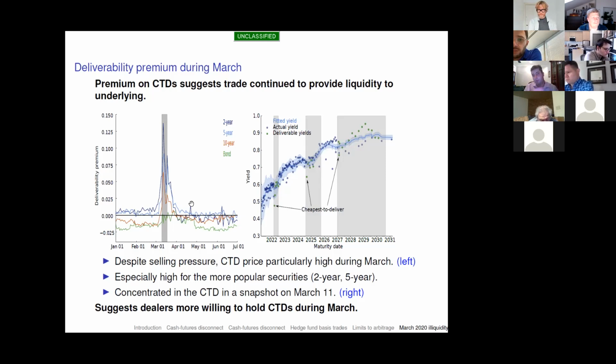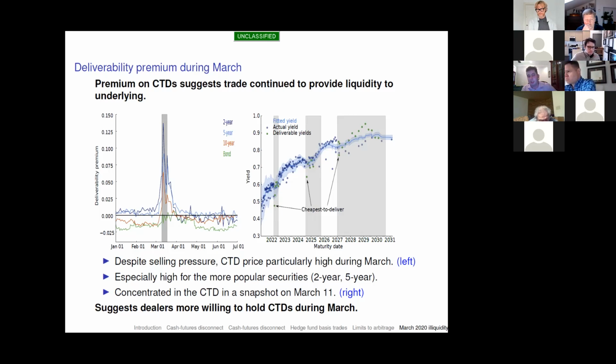If we look at the figure on the right, this gives you a window into how we do this. This is the yield curve fitting exercise we do to determine that cheapest to deliver premium. The difference between the fitted yield based on other treasuries and the cheapest to deliver yield at that particular point in time is what our premium measure is. What we can see is that the premium was fairly unique to those cheapest to deliver securities. You can maybe make a story that the second cheapest to deliver during this period in the two-year contract was similarly large in terms of a premium, but it's mostly in the two-year, the five-year, and the 10-year cheapest to deliver.